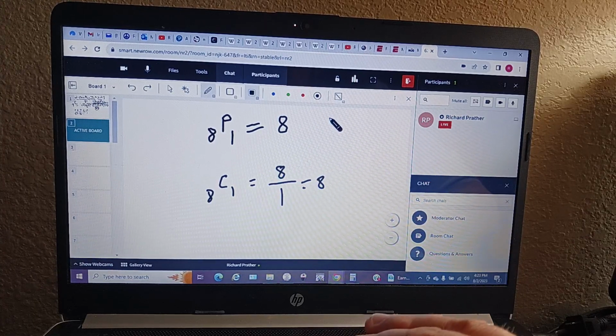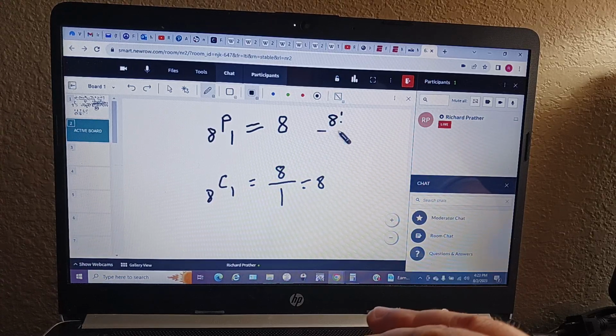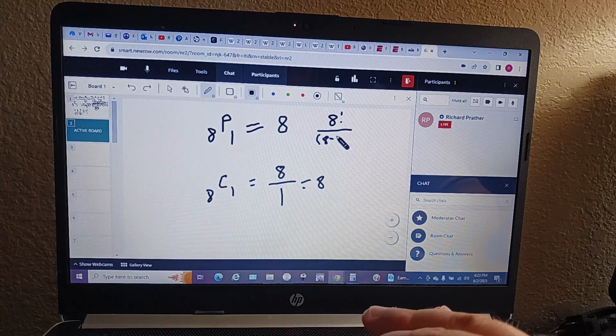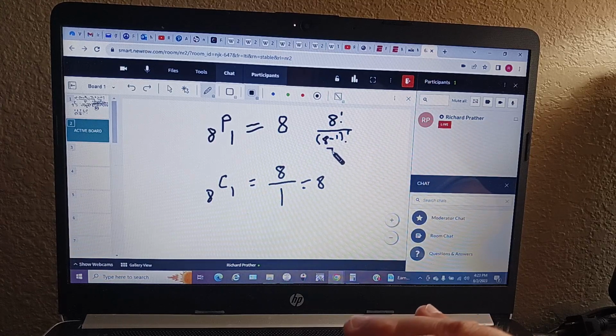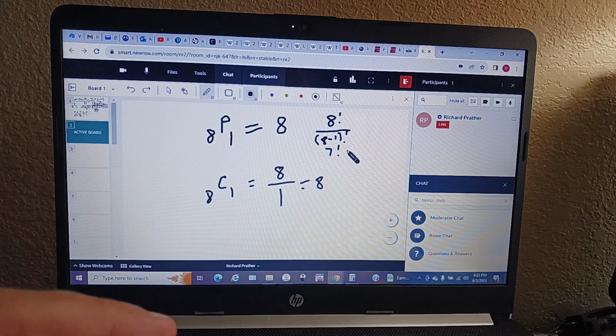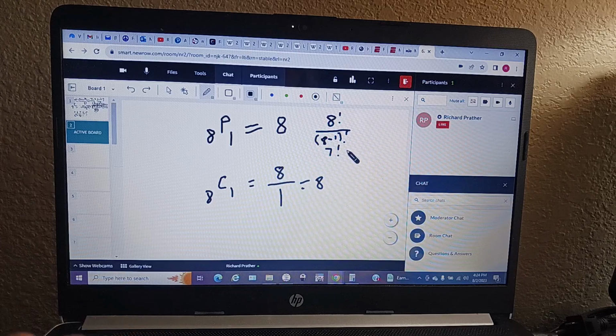Or if you did the formula all the way out for a permutation, it would be 8 factorial over 8 minus 1 factorial. And that's 7 factorial. 8 minus 1 is 7. So if you wrote 8, 7, 6, 5, 4, 3, 2, 1 in the top, and then the bottom was 7, 6, 5, 4, 3, 2, 1, the 7 all the way down to 1 would cancel in both the top and the bottom, and all that would be left is an 8.